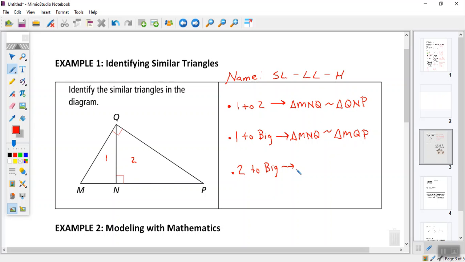So let me write that down. Triangle Q, N, P would have to be similar to triangle N, Q, P. All right, so M to Q is the short leg in the big one, to P is the long leg, and then P back to M would be your what? Hypotenuse. So that order goes what again there, Logan? M, Q, P. M, Q, P.